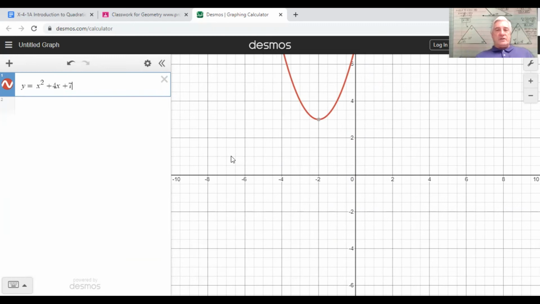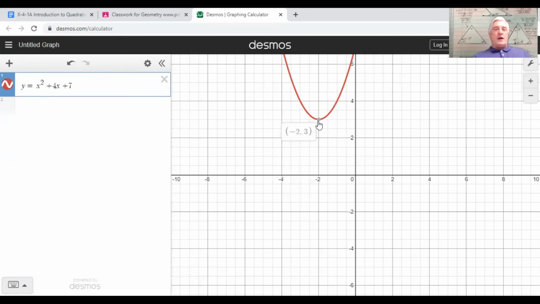It still has a line of symmetry, which is x equals -2. It still has an origin. That origin, as you can see from my graphing calculator, did I say origin? What's the right word? Yeah, you're right. It's vertex. The vertex is (-2, 3). The point starts at (-2, 3), and the curve goes up.